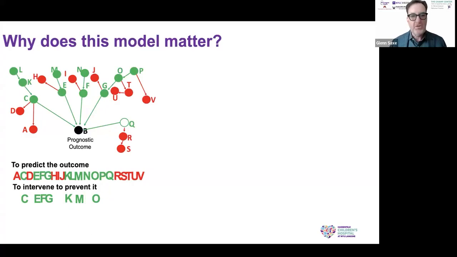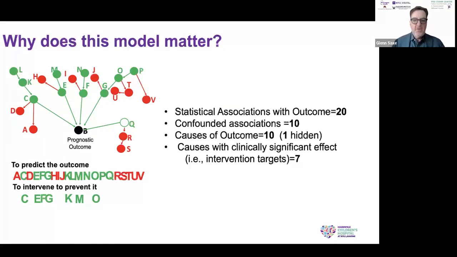So let's drop out those that, in this toy model, don't have a large enough effect. So these are your intervention targets. It also says that you had 20 statistically significant associations, which would replicate in every study because it's part of the process that generated the data. But you only had 7 causes with clinically significant effects. So we have to figure this out within our data, and that's what causal data science will help us with.